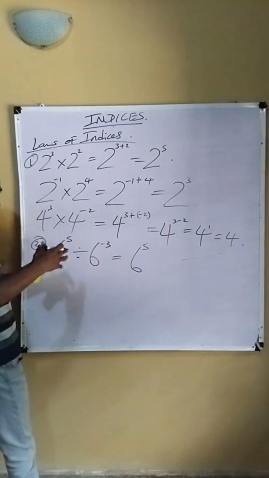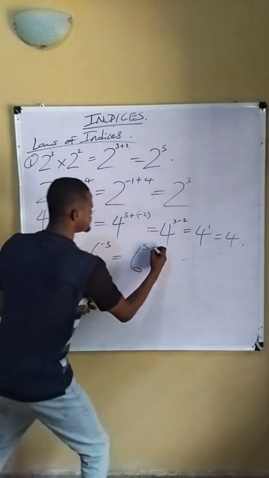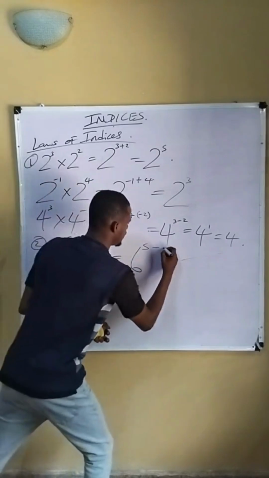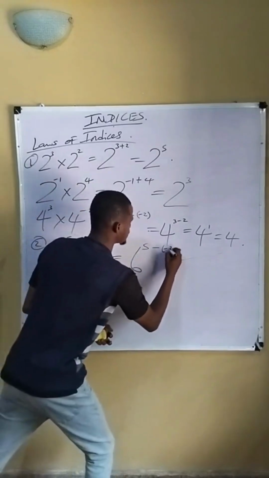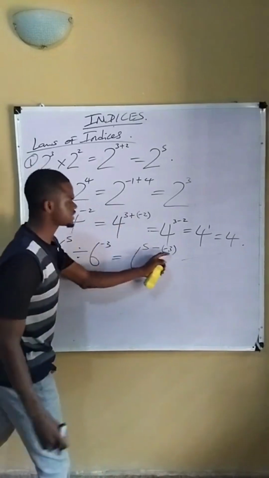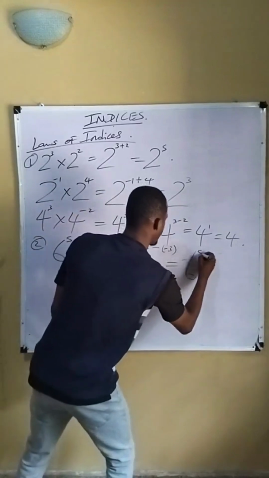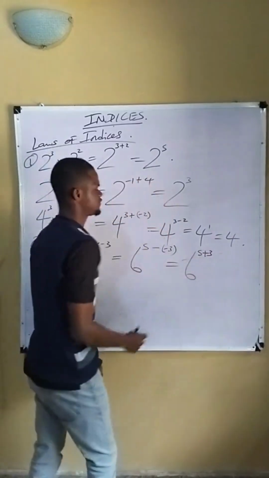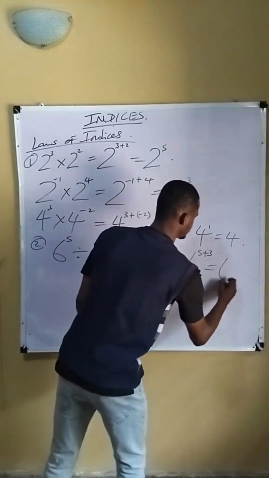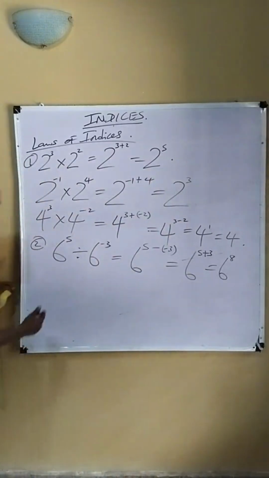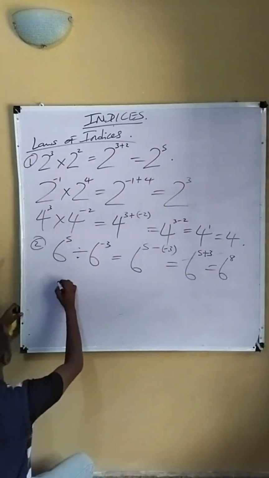What do you do? You subtract them. You are going to have minus, the index here, minus 3. You put that minus 3 in bracket. Minus times minus will give us what? Plus. We are going to have 6 raised to the power of 5 plus 3. 5 plus 3 will give us what? We are going to have 6 raised to the power of 8. That will give us the answer.